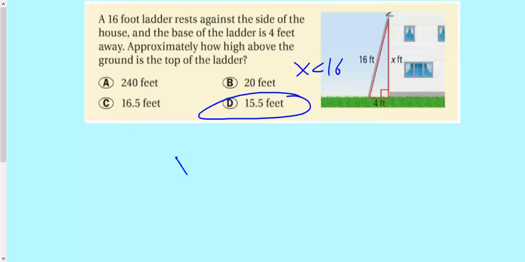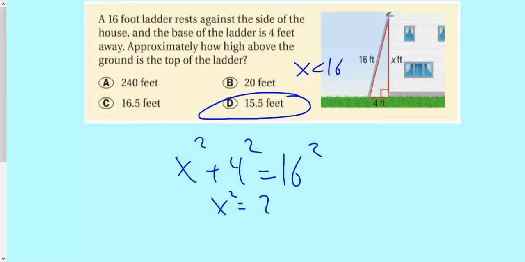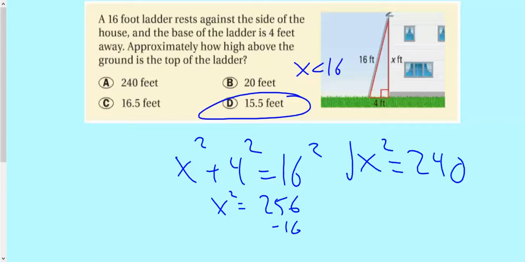However, what you could do is x squared plus 4 squared equals 16 squared, and then you solve that. What I'm going to actually do is put this in simplified radical form for you guys so you can see one more example of that. So I'm going to take 16 squared, and that's 256. And then subtract the 4 squared, the 16, from both sides. So x squared equals 240. Square root both these sides. So I'm going to divide out some perfect squares.